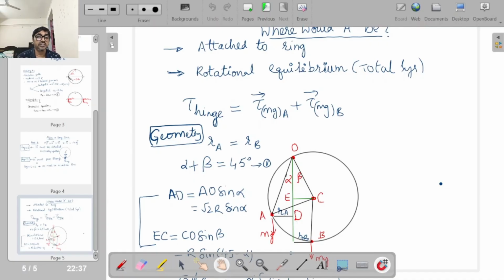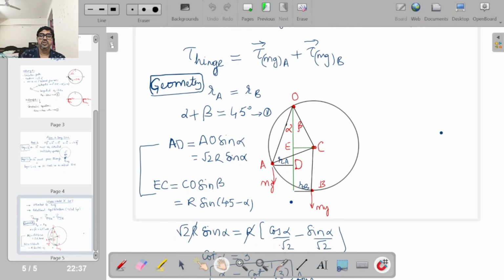If I consider the entire system, what about the normal reaction between the bead and the ring? Bead B and the ring, that will be an internal force if I take the entire thing as a system. Then the torque about the hinge has to be 0, meaning the torque of mg of A should balance the torque of mg of B. So that means the perpendicular distances must be equal, alright. Once I have that, now we will go for geometry here.